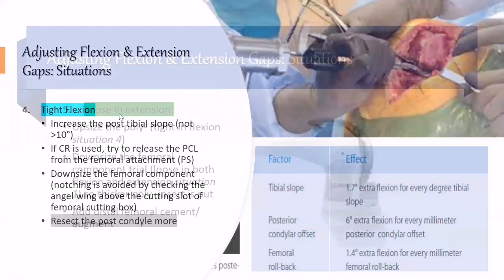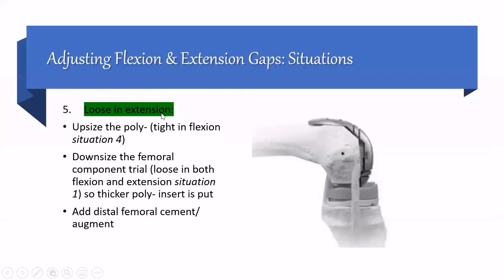Those are tight. How about loose? Loose in extension, balanced in flexion. Loose in extension means that there is a large extension gap. So upsizing the polyethylene will cause tightening also in flexion, and this will cause situation 4 that we have just discussed. Downsizing the femoral component will cause loosening in both flexion and extension.